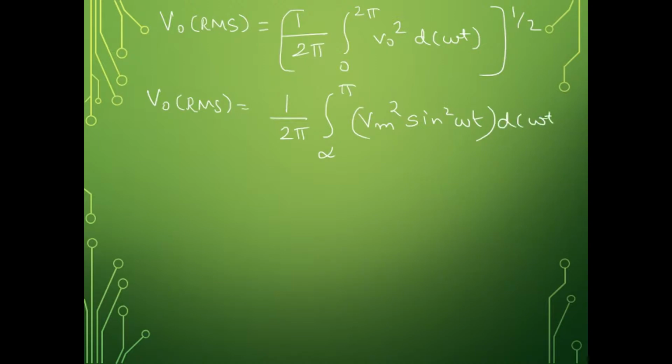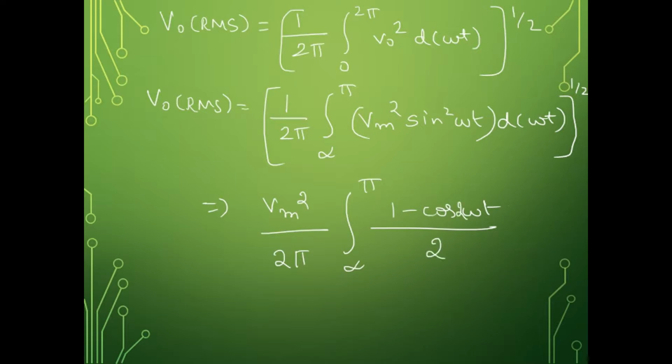So the RMS value of the output voltage is given by V0 RMS is equal to square root of 1 by 2 pi integral 0 to 2 pi V0 square d omega t. Now for this V0 RMS, I will rewrite the interval as alpha to pi, the same principle we have used to obtain the DC output voltage. So V0 square is Vm square sine square omega t d omega t, this whole within the root.